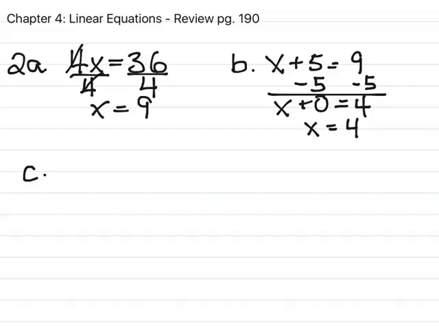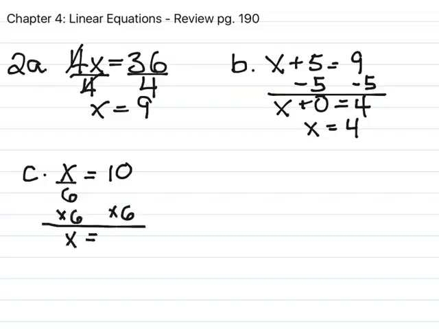Okay, so question C gives you x divided by 6 is equal to 10. So because you're dividing by 6 on this side, you're going to need to do the opposite, which is multiply by 6 on both sides, so you end up being x, and 10 times 6 is 60.